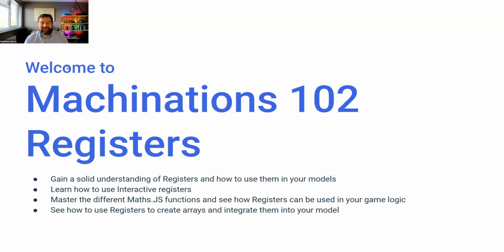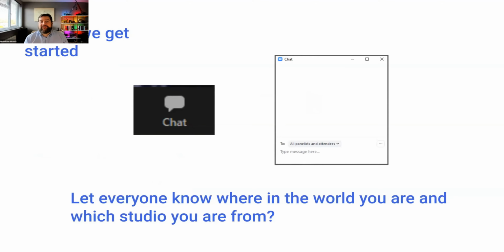Those of you that have joined any of our previous webinars, especially our Machinations 101 session, you'll remember that we only briefly touched on the power of registers, one of the most versatile objects inside the platform. So today we're going to give you a solid understanding of registers and how to use them inside your models. We're going to learn how to use interactive registers, and really we're going to focus on all the Maths.JS functions and see how they can be used to create your game logic. And we're going to use them to create arrays and integrate them into your models.